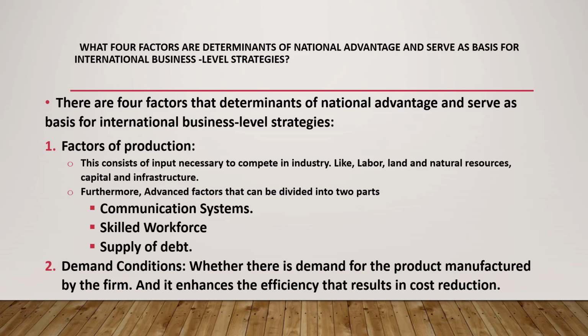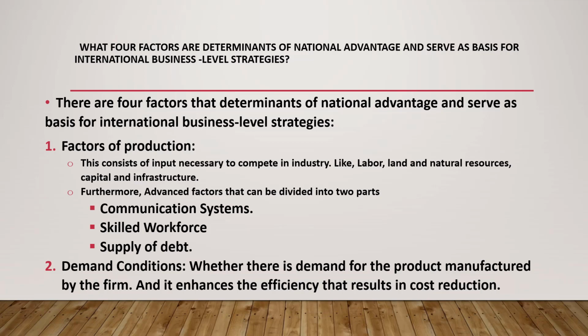This consists of input necessary to compete in industry like labor, land, and natural resources, capital, and infrastructure. Furthermore, advanced factors that can be divided into two parts: communication systems, skilled workforce, and supply of debt. And number 2, demand conditions. Whether there is demand for the product manufactured by the firm and it enhances the efficiency that results in cost reduction.